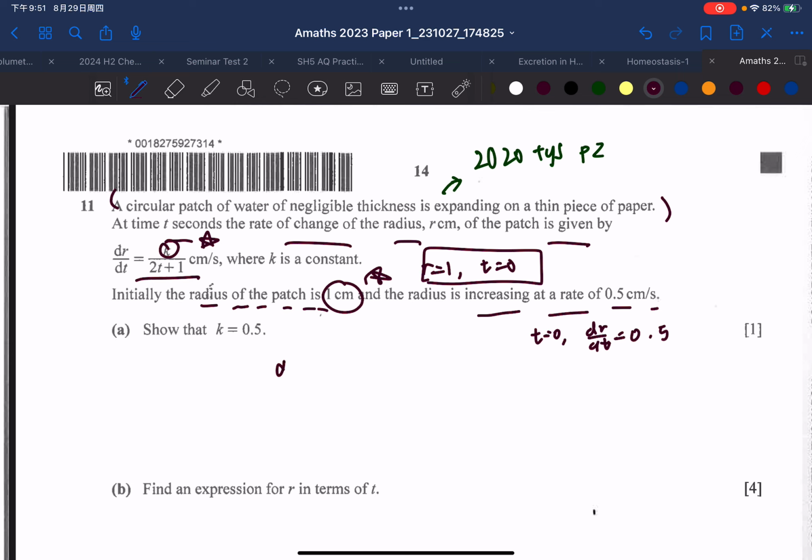Very simple. So dr/dt equals 0.5 when t equals 0. So you sub in, because you know that dr/dt equals this. So you equate this to be 0.5 because I tell you that it's 0.5, and you sub in t equals 0 because it's initially. So you'll be able to get k equals 0.5.